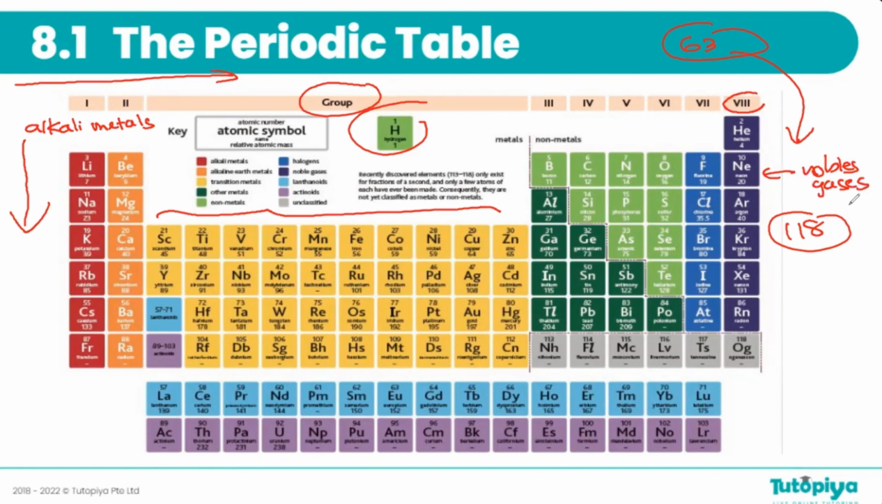Group 8 consists of noble gases. And group 7 or 17 consists of halogens. And these yellow elements they have shown right here are called transition metals. Again, we will be discussing it in a completely different video.